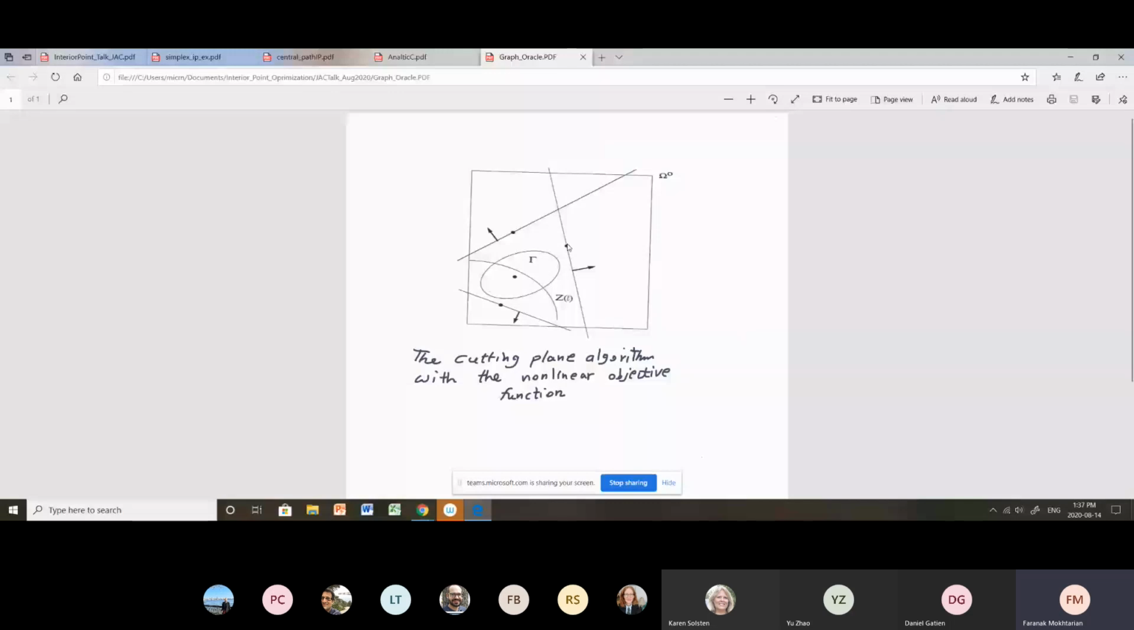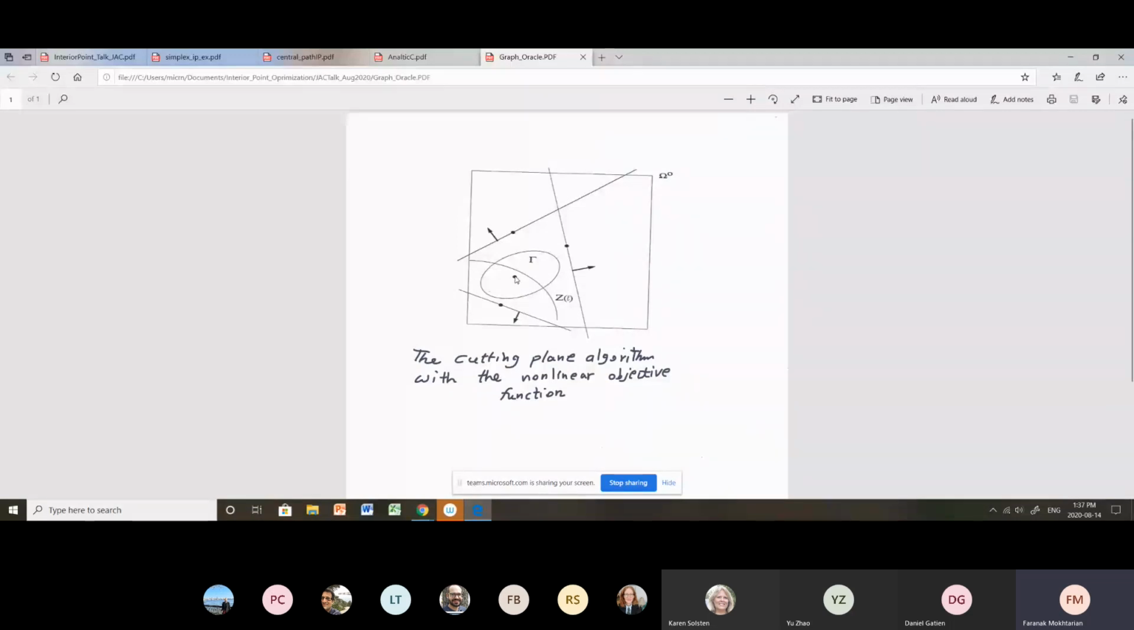We check by the oracle if this is feasible. If it's not feasible, like you see in this case, we add a separating hyperplane, and we know that the feasible region is on this side. After that, we look at this outer approximation of the feasible region and find this approximate analytic center. We check the oracle if it's feasible or not. It's not, so we add another cutting plane, and we find the new analytic center, and this one is feasible.